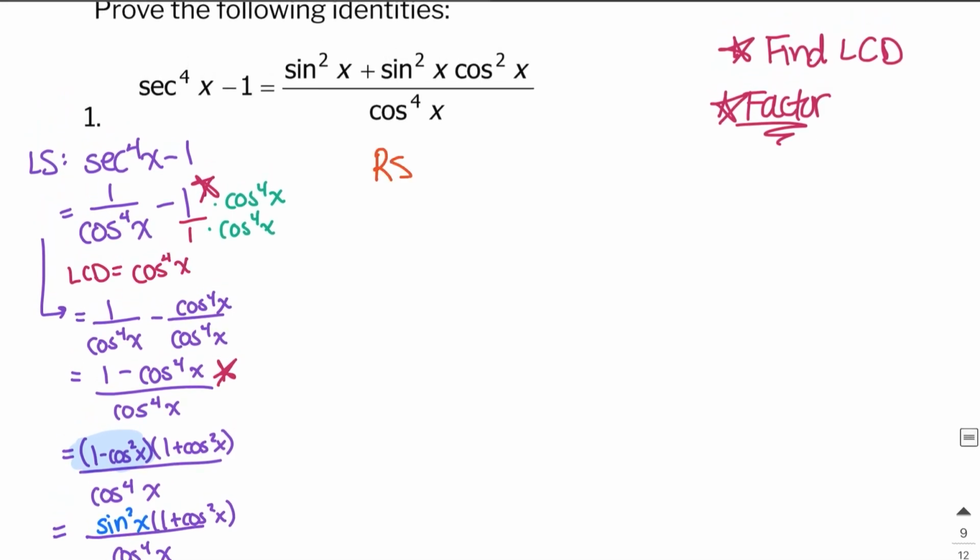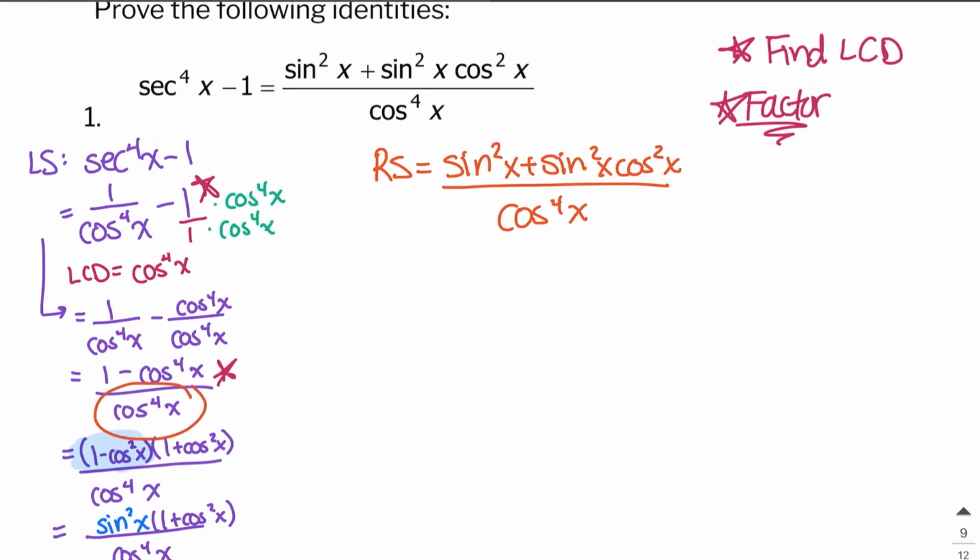For my right side, I know that it is sine squared x plus sine squared x cosine squared x all over cosine to the power of 4x. And again, I want to work back and forth and see what I can find that's in common. So getting this common denominator of cosine to the power of 4x was a really good idea because I already have that on the right side. Now, again, I want to factor as much as possible. So if you take a look on this side, there is a sine squared x in common. So I can factor out that sine squared x.